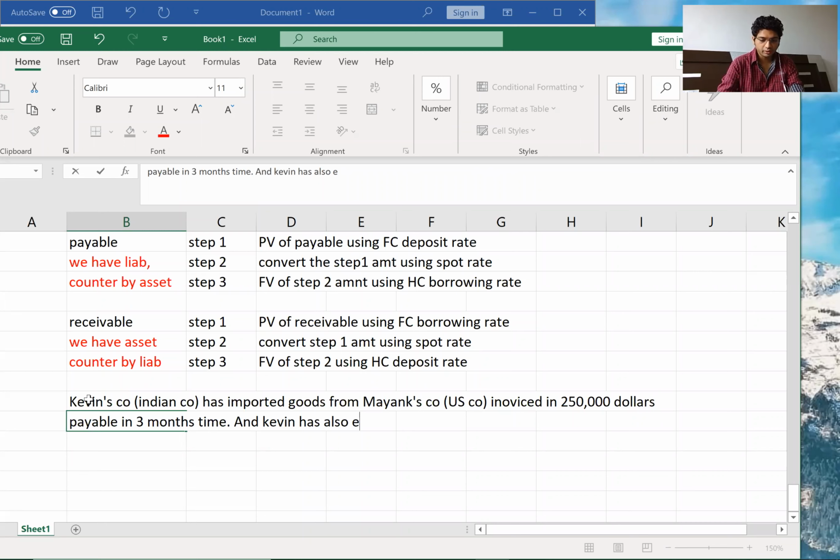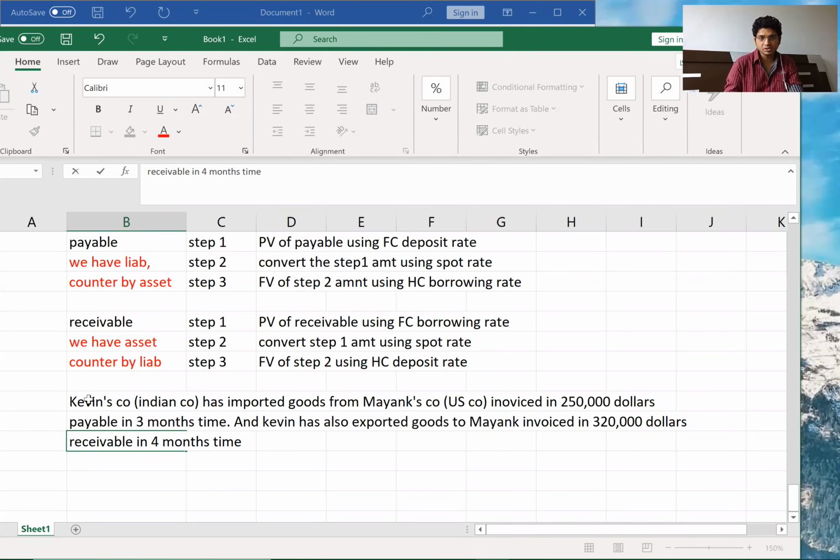And Kevin has also exported goods to Mayank, invoiced in $320,000, receivable, because it is an export receivable, in 4 months time. So time frame is different, guys, so you cannot net off. You'll have to solve both the questions separately. One will be a payable question, one will be a receivable question.